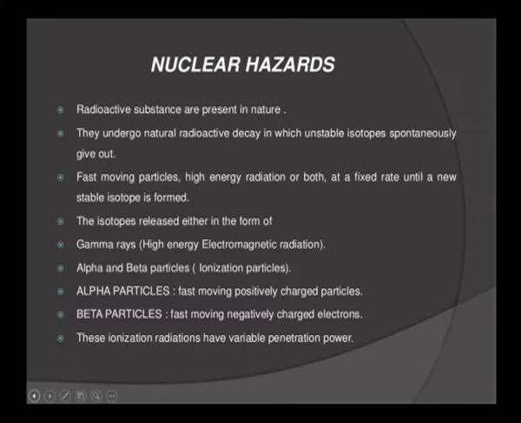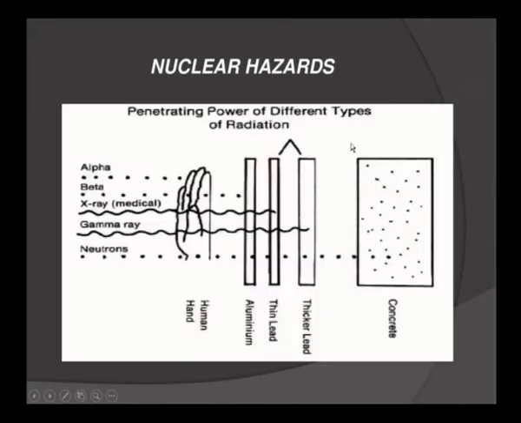Alpha particles are fast moving positively charged particles. Beta particles are fast moving negatively charged electrons. These ionizing radiations have variable penetration powers. So, if you look at it over here, this is concrete, this is lead, thin as well as the thicker version, aluminium, and here you have the human hand, which is considered the first level of penetration, and finally concrete is the highest level.